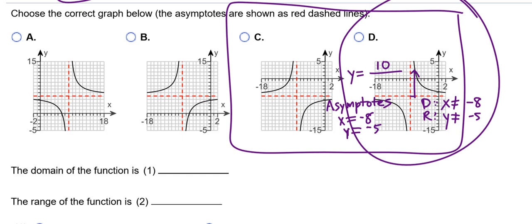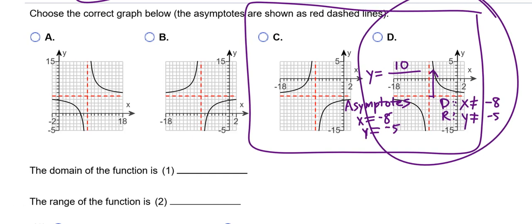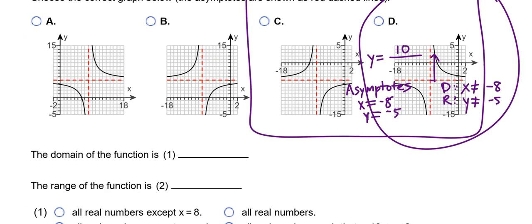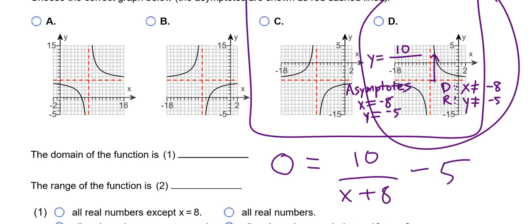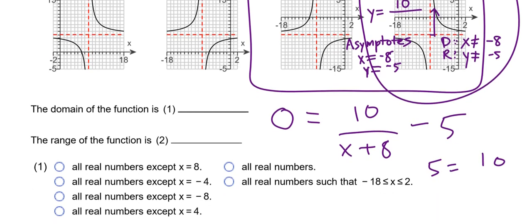That's true. So if I was going to do that, I would have to do something like, I had it frozen. Okay, 0 equals 10 over x plus 8 minus 5. You'd have to solve that equation right there, which wouldn't be too hard, right? Add 5, right? So that'd be 5 equals 10 over x plus 8.